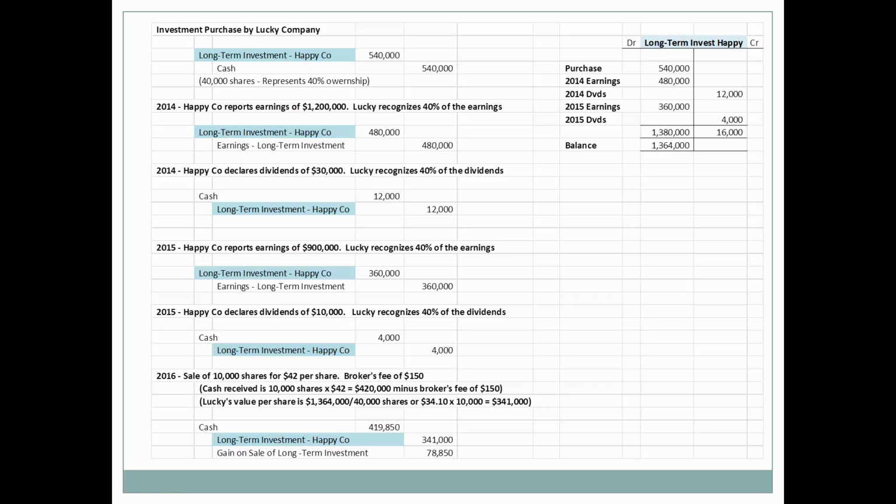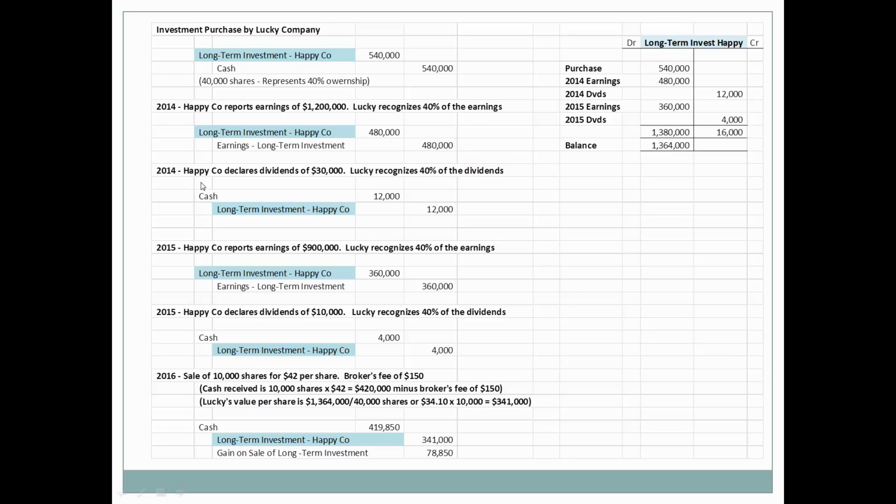So let's go over an example. This is an investment purchased by Lucky Company. They're going to make a long-term investment in Happy Company in the amount of $540,000, and they're purchasing 40,000 shares, which represents 40% ownership. In 2014, Happy Company reports earnings of $1.2 million, and Lucky will recognize 40% of these earnings. So it's just like they're a part owner in the company, so they're going to recognize the fact that the value of their investment has gone up, and 40% of $1.2 million is $480,000, and so then this will be earnings long-term investment.